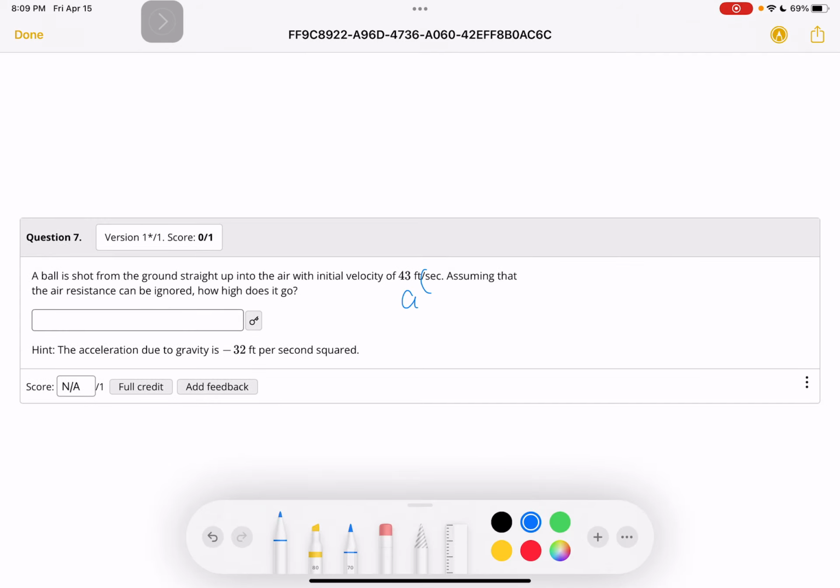Our a of t is going to be negative 32 feet per second squared. And so we can find our velocity. Our velocity is going to be the integral of our acceleration. So velocity at time t is going to be the integral of negative 32 dt. So it's going to be negative 32t plus c.